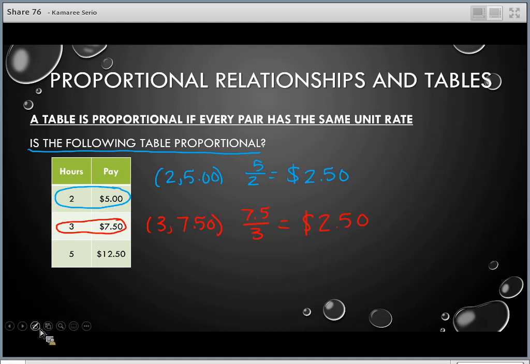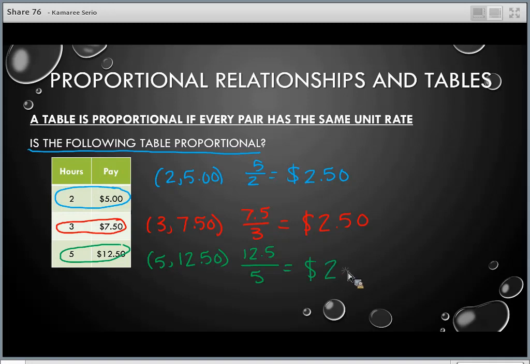Now I have to do the last one too. Remember, you always check all 3. Okay, I have 5 comma 12.5. So I have 12.5 over 5. In my calculator, 12.5 divided by 5 gives me 2.5. So notice how all 3 of our unit rates, right? I have this one, and this one. All 3 of our unit rates are the same, which means yes, this table is proportional.